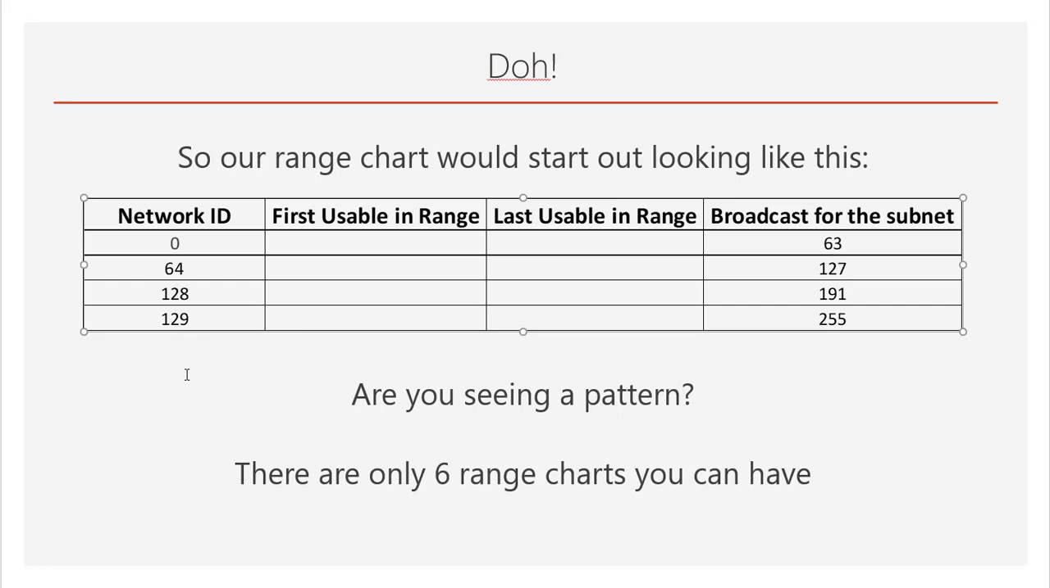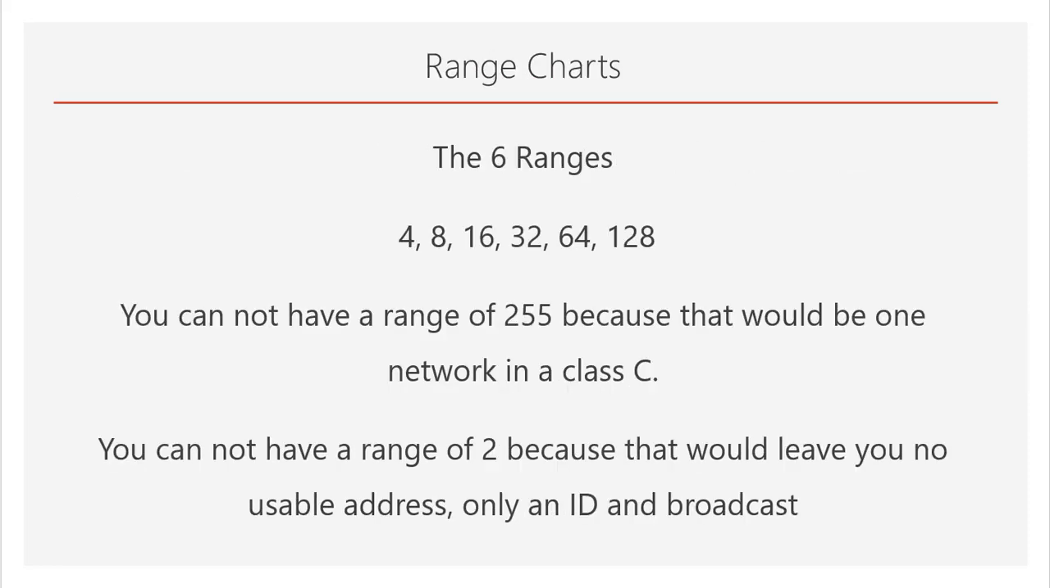So hopefully you're seeing a pattern here. Now, there are only 6 range charts you can have. You can only have a slash 25, 26, 27, 28, 29, and 30. You can't have a /31 because that gives you no usable hosts, and you can't have a /32 because that's all ones and there's no host portions at all. So there are only 6 range charts in a Class C address.